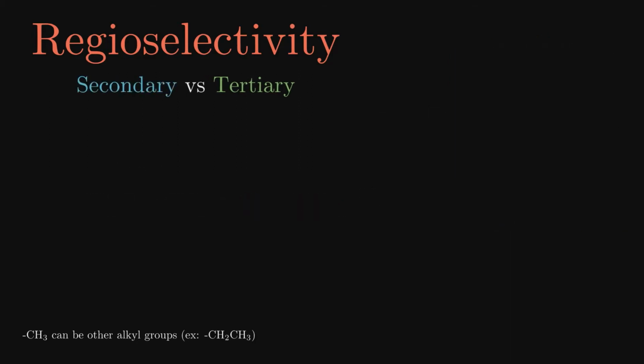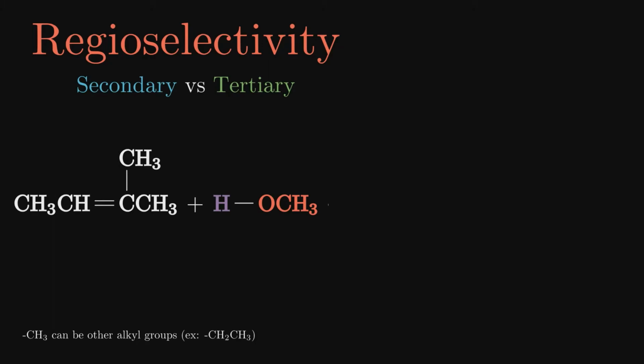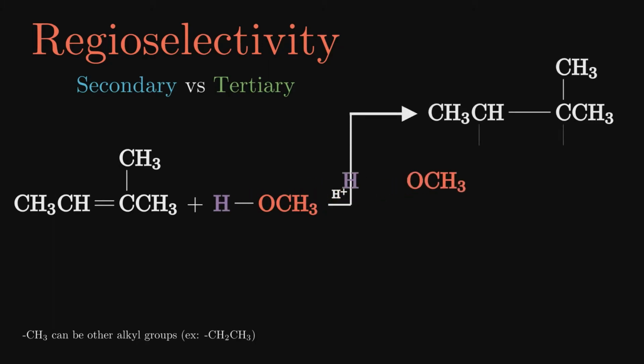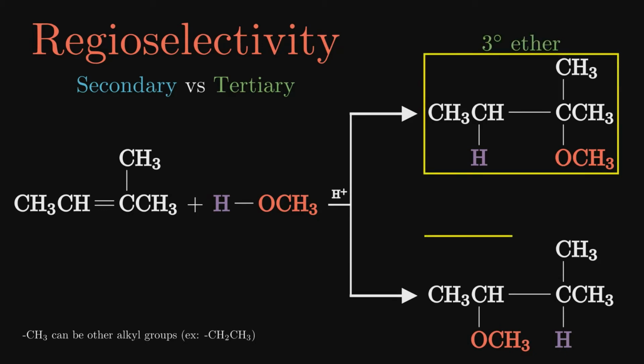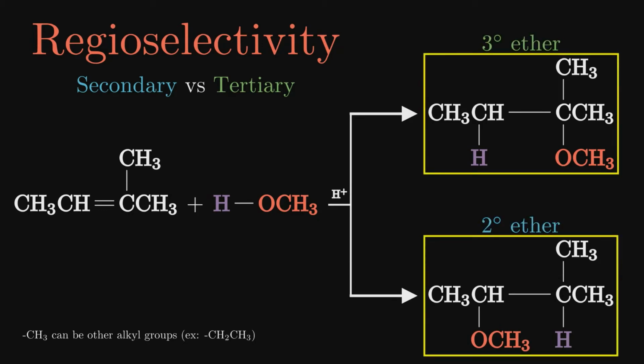Finally, we have 2-methylbute-2-ene. The potential products here are, like before, either tertiary or secondary. As we expect to produce a tertiary product most often if possible, the 2-methoxy-2-methylbutane product on the top is what we would expect to be the major product of this reaction.